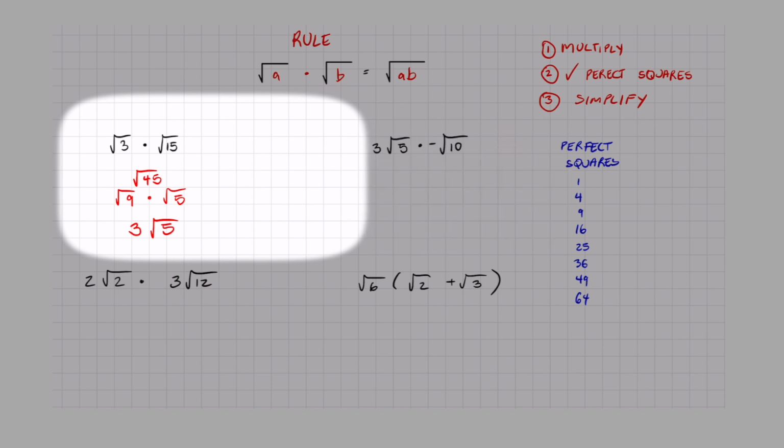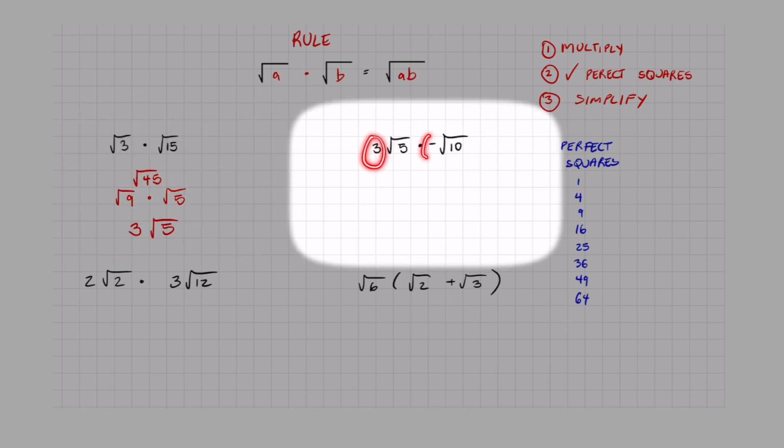Let's move on. What if I got numbers in the front like this, right? And if this doesn't have a number, there's that imaginary one right there. When you get something like this where there's a whole number in the front, multiply those out first. 3 times -1 is just going to be -3. And then we move on to the square roots. 5 times 10 is the same thing as the square root of 50. So that's the first part of our steps. We just multiply. Now we try to simplify.